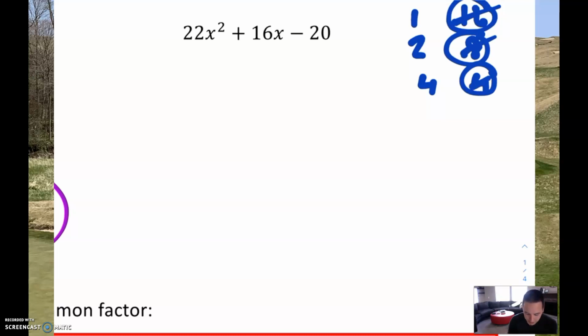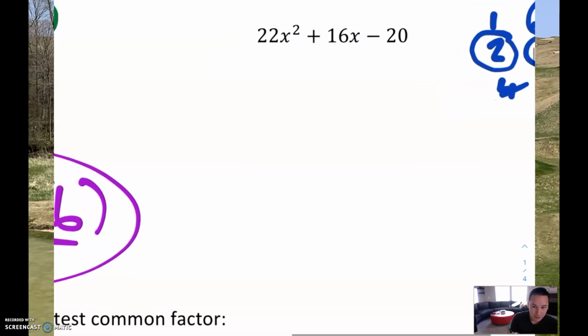No, doesn't work. That 4 won't work either. And let's go to that 2. Does 2 go into 22 evenly? Yes, it does. They're all even numbers, so they all have a factor of 2 in there. So let's rewrite all of these with a 2 in there.